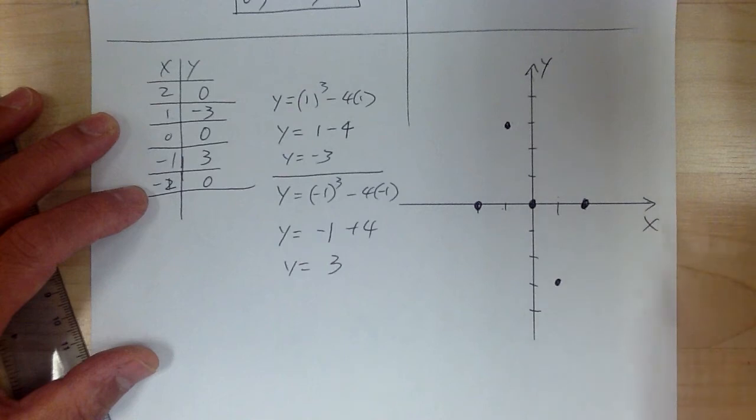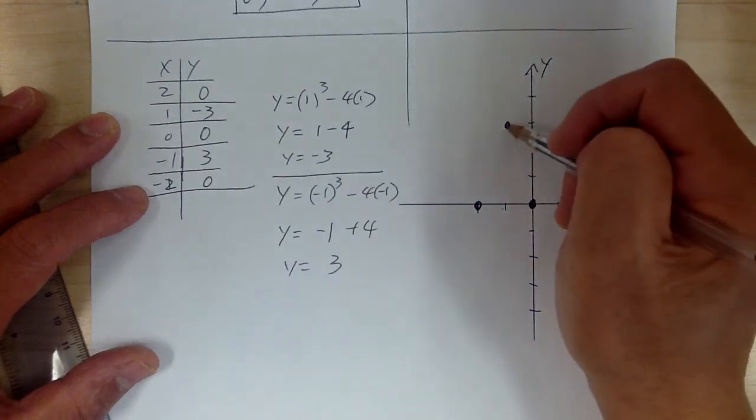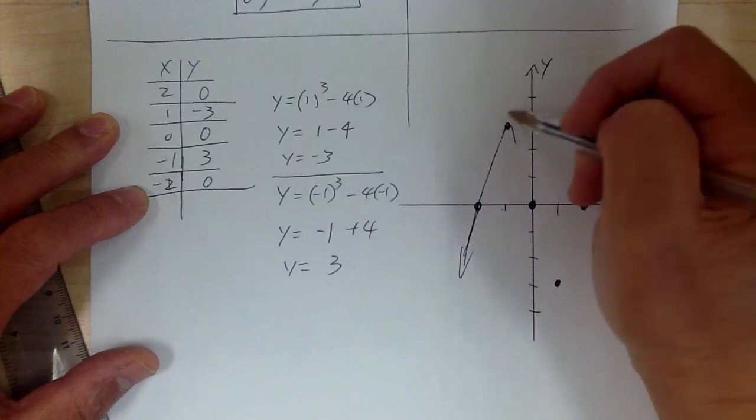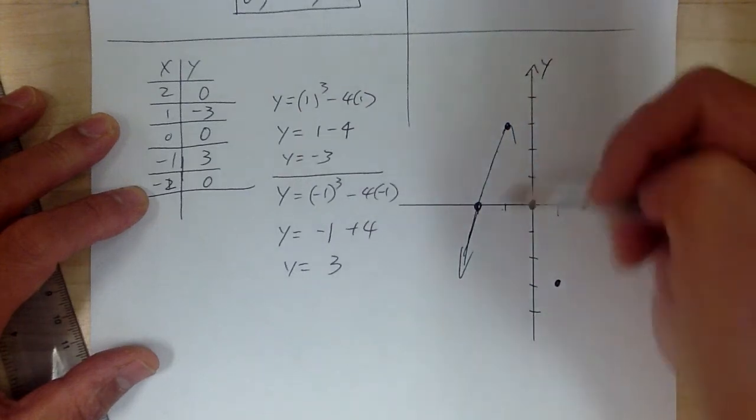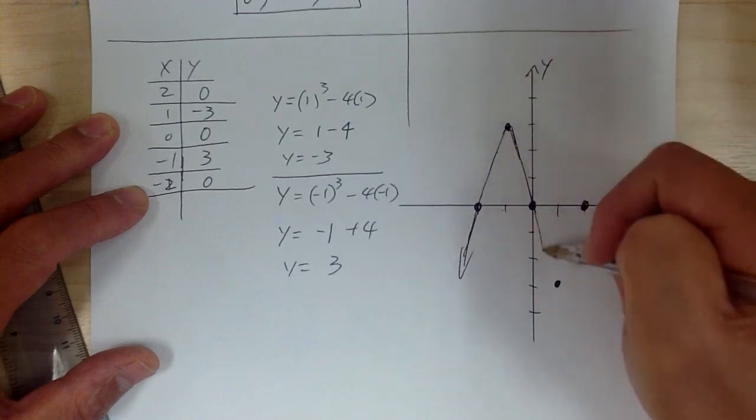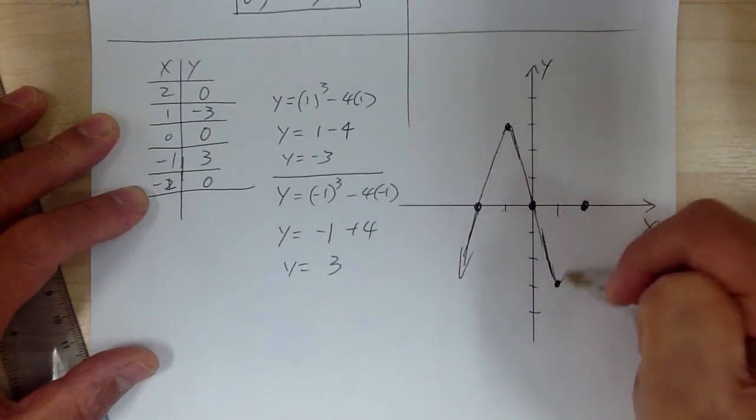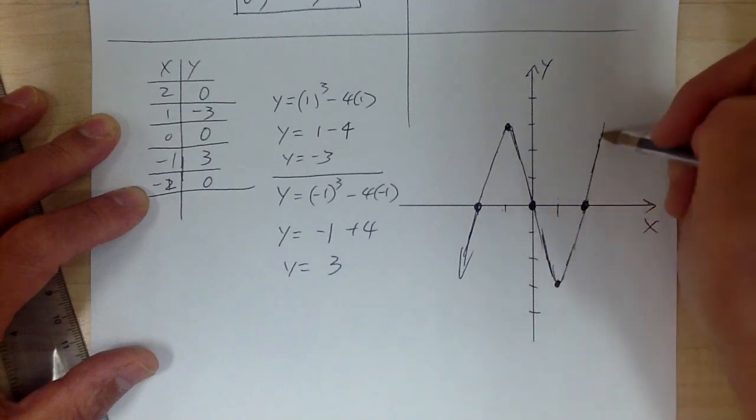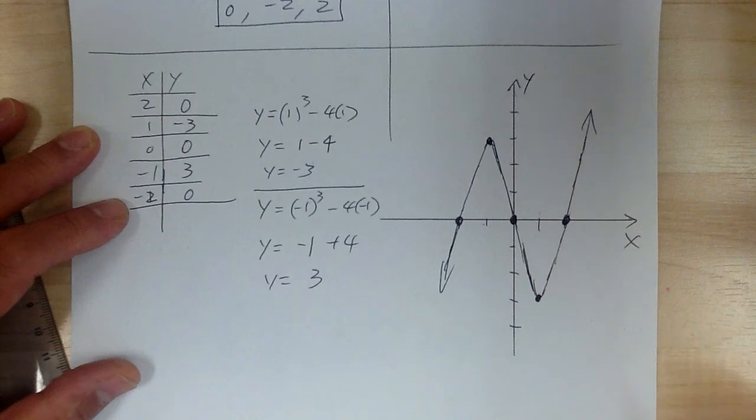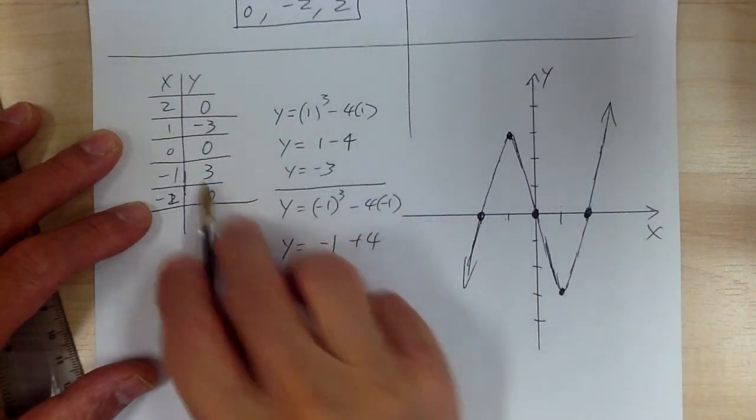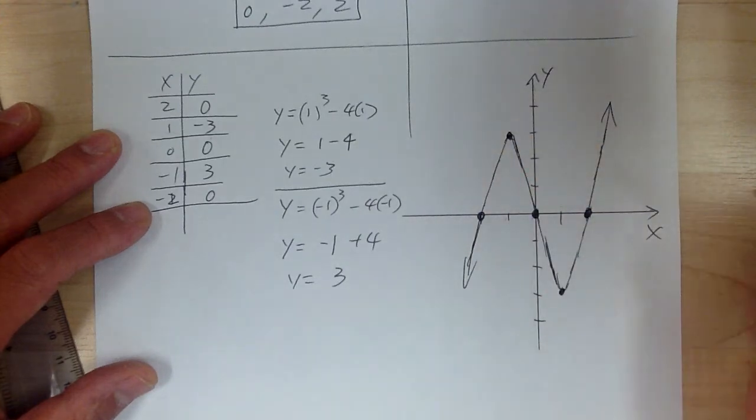Now when you connect the dots, you have to go in order. So it's going to go like this. We don't know exactly if it's going to turn around over there, but you don't have any more information, so you can just approximate. Okay, and that is your graph. So again, make the table, find the values, find the points, plot those points, and that's it.